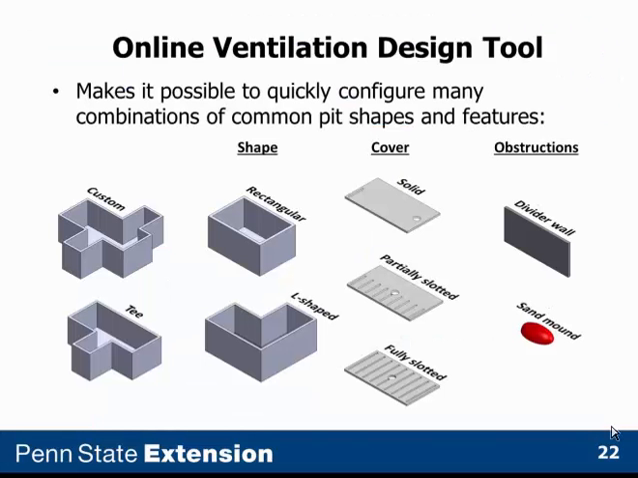Now the online ventilation tool, what kind of situations can you simulate? Here we show a series of figures. We'll start on the left. You can have a custom layout. For example, maybe you have a weird manure pit that has corners and little branches on it. That's called custom. Or you can have a manure pit with a T, a rectangular pit with a T coming out to the left, as I've shown here. Or it could be a very simple rectangular manure pit, or an L-shaped manure pit.